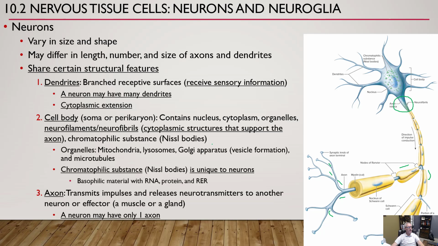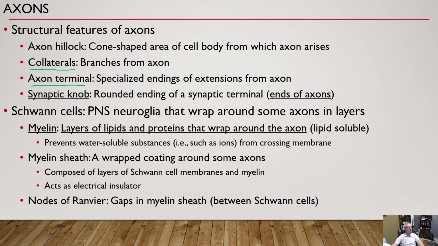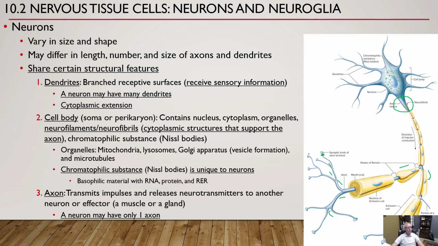So axon terminals are those special endings right here. We also saw that synaptic knob. Those are the endings or the ends of the axon. So those synaptic knobs, and that's what's going to release those neurotransmitters.